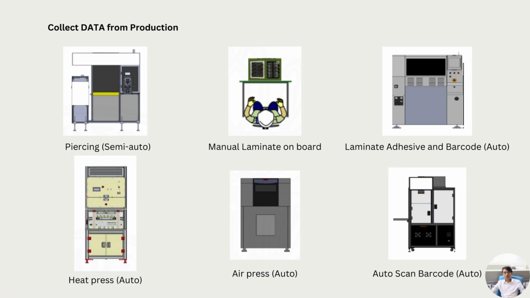There are two types of adhesive, PSA and TSA, and the barcode is also glued in this process. Continue with heat press to glue the TSA by heat, and air press to glue the PSA by pressure. Then scan the barcode to count the sheet product.